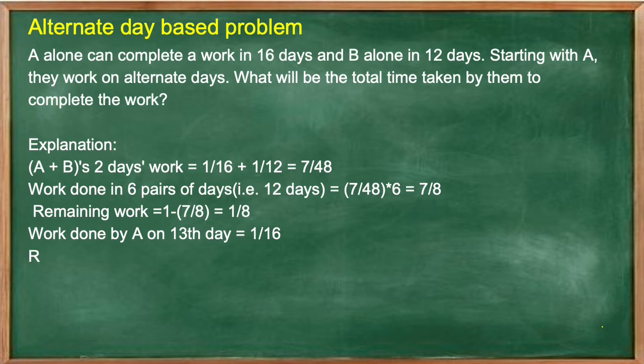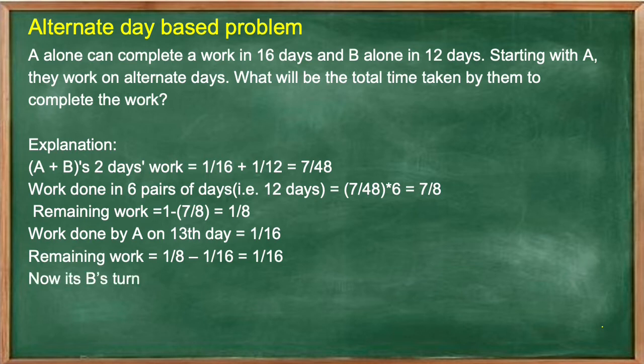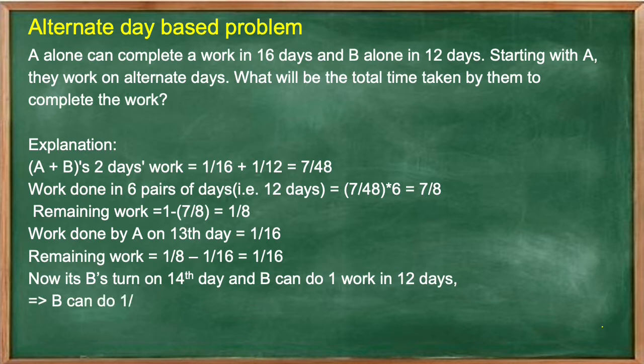Let's check the remaining work again. Now remaining work will be equal to 1 by 8 minus 1 by 16, which is equal to 1 by 16. Now it's B's turn on 14th day, and we know that B can do one work in 12 days. Therefore, B can do 1 by 16 work in 12 into 1 by 16, which is equal to 3 by 4 days.